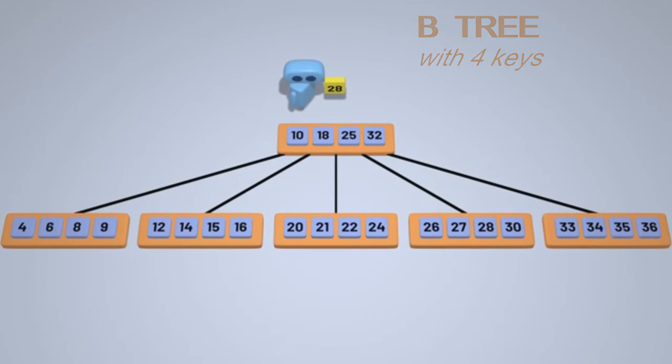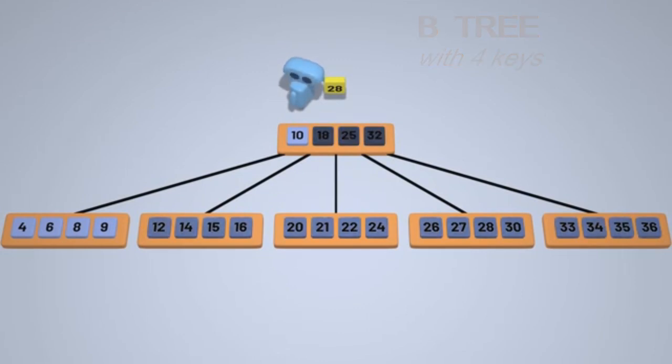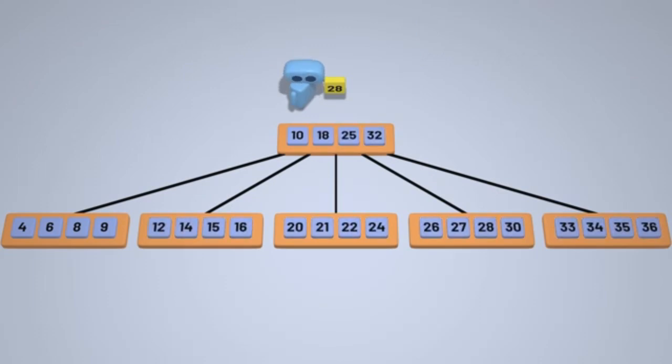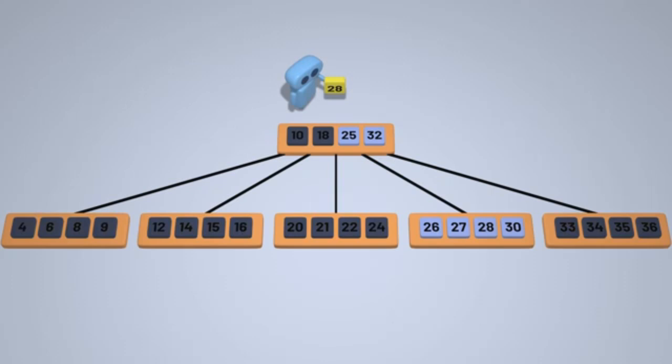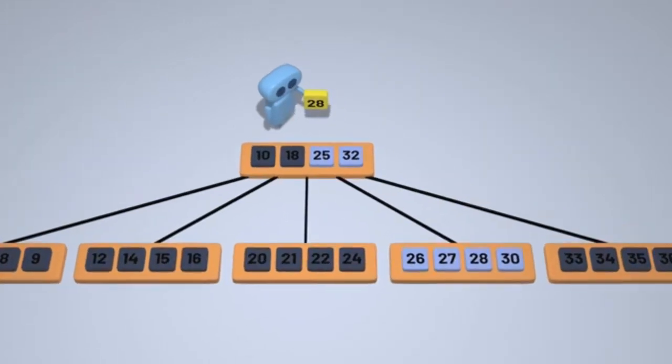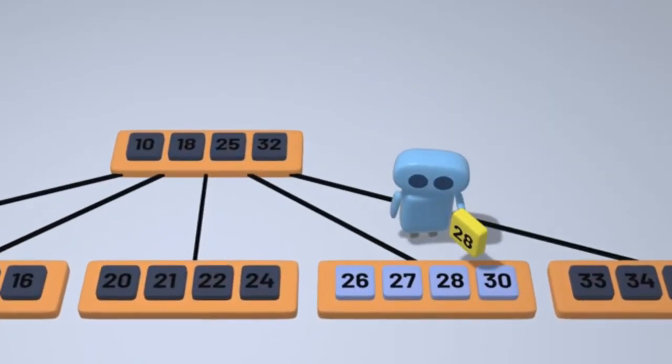If our search key is less than all the keys, we'll look to the leftmost child. If our search key is greater than all of the keys, we'll look to the rightmost child. Otherwise, depending on which 2 keys our search key falls between, we'll look at the child in between those 2 keys. This process continues, 1 node at a time, until we either find or don't find the key we're looking for.